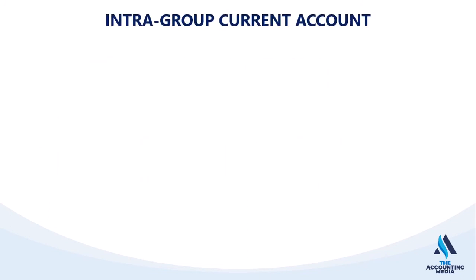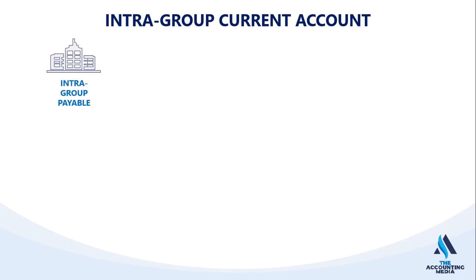Now let us start with how to account for intragroup current account. As explained earlier, intragroup current account happens when the parent company and the subsidiary company are trading together, and when they are trading together, there is a possibility that there will be a receivable in one of the companies and there will definitely be a payable in the other company, except if one of them pays by cash for every transaction that occurs. So what will happen in that case?